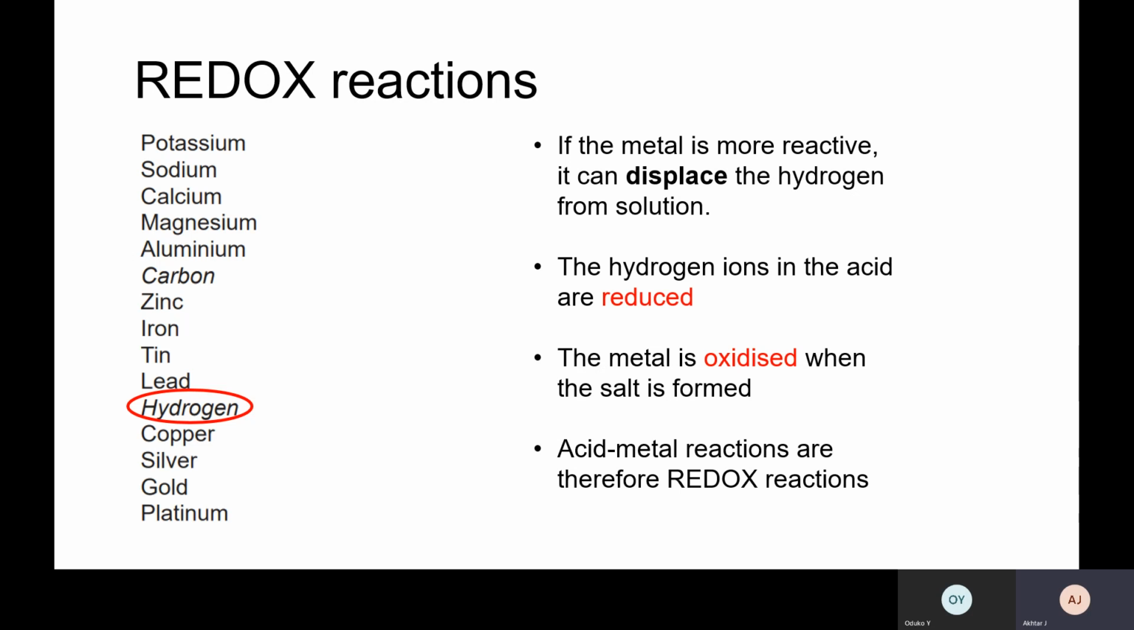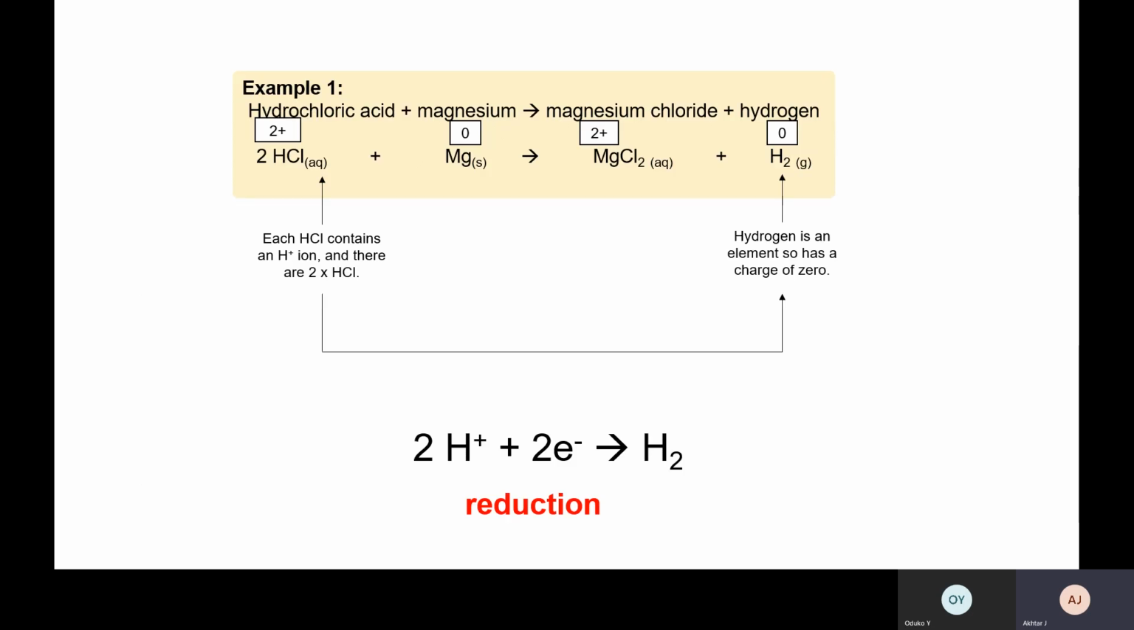So remember, oxidation is loss of electrons, so the metals would need to lose their outer shell electrons to form the salt, and as a result, the hydrogen ions would gain those electrons from the metal and become reduced. And we're going to go through a few examples now. So this is a very common example. You've probably even done it in class before.